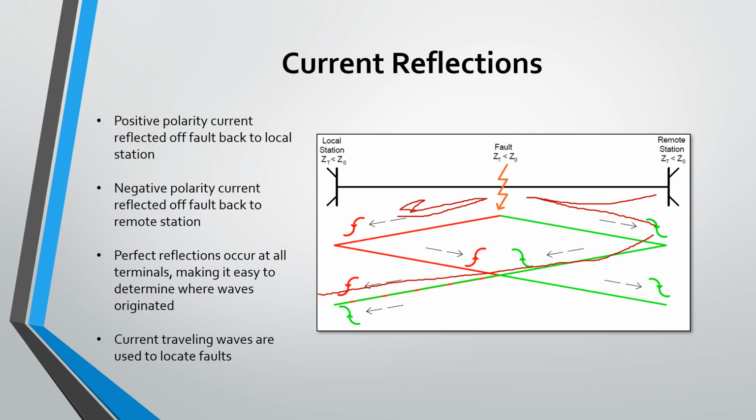Due to this feature with the current waves and it always maintaining its polarity, you can tell where it originated from. If it comes from this side of the fault, it'll have a positive polarity. If it came from this side and traveled back over here, it'll have a negative polarity. This is why current traveling waves are used to locate faults.